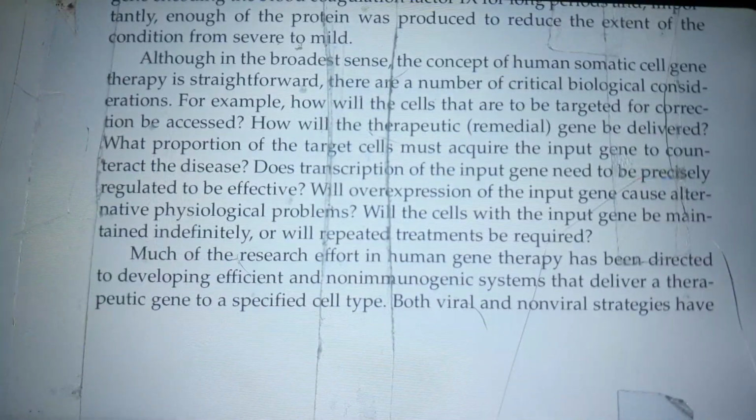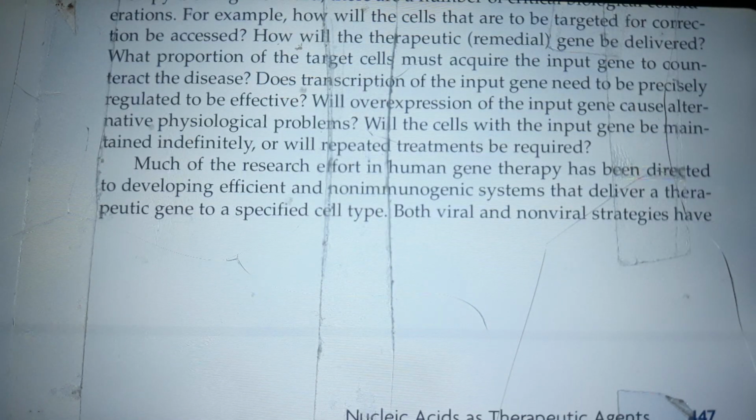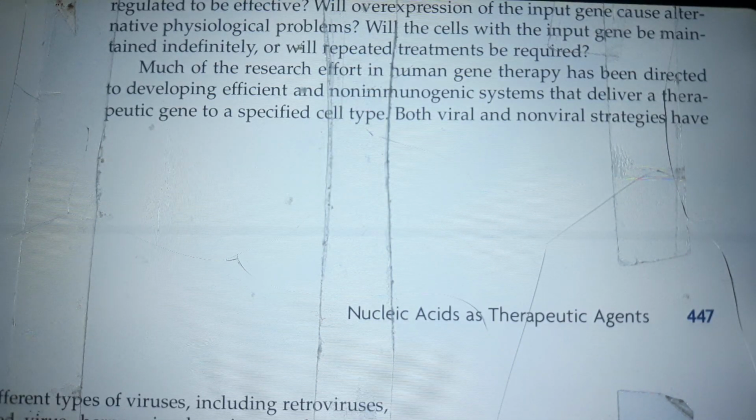Although in the broadest sense the concept of human somatic cell gene therapy is straightforward, there are a number of critical biological considerations. For example, how will the cells that are to be targeted for correction be accessed? How will the therapeutic remedial gene be delivered? What proportion of the target cells must acquire the input gene to counteract the disease? Does transcription of the input gene need to be precisely regulated to be effective? Will overexpression of the input gene cause alternative physiological problems? Will the cells with the input gene be maintained indefinitely, or will repeated treatments be required?